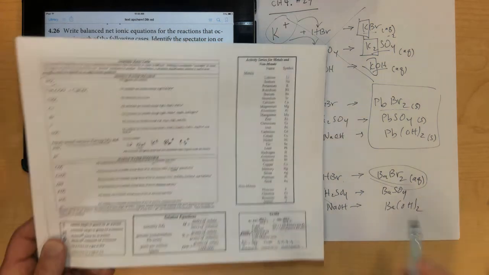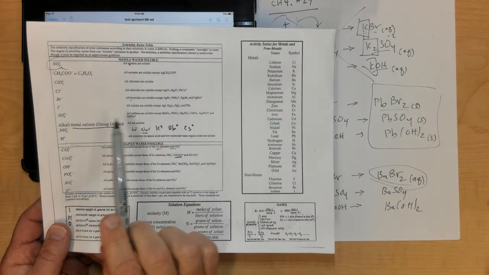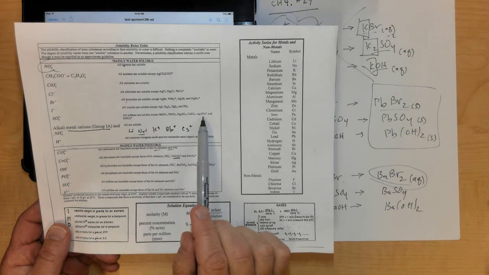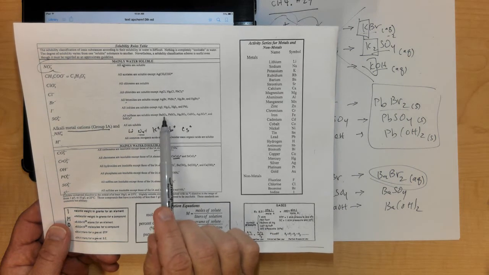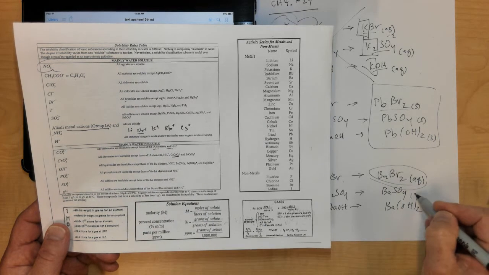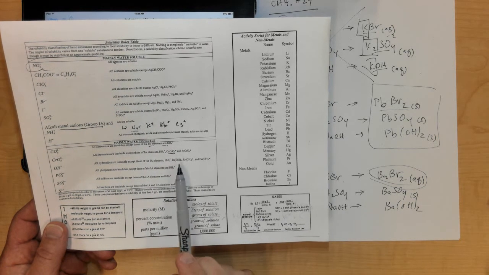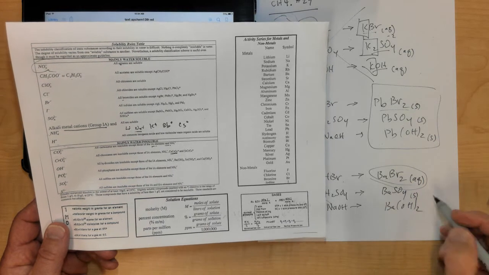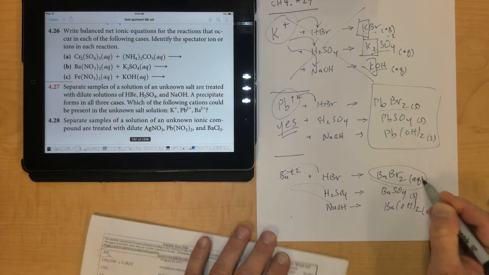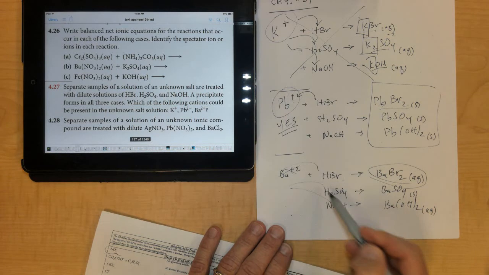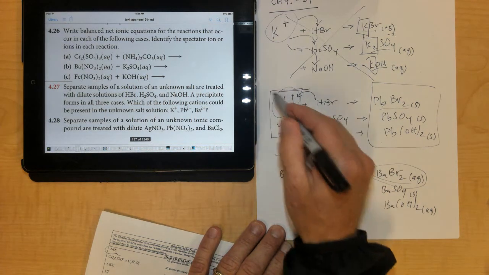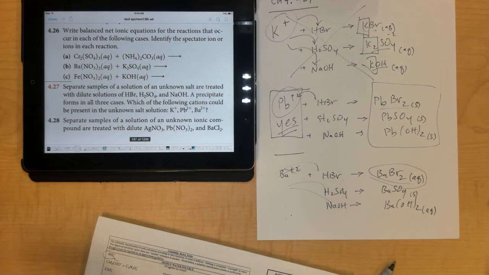Now, this one, barium sulfate, if we just want to finish it up, would also form a precipitate because it says barium sulfate is going to form a solid. Barium hydroxide, though, hydroxides are insoluble except for, oh, barium's listed on there, so that's going to be aqueous. So in 2 out of the 3 cases, there could not be barium in that solution. So the only thing that would be in that solution would be lead.